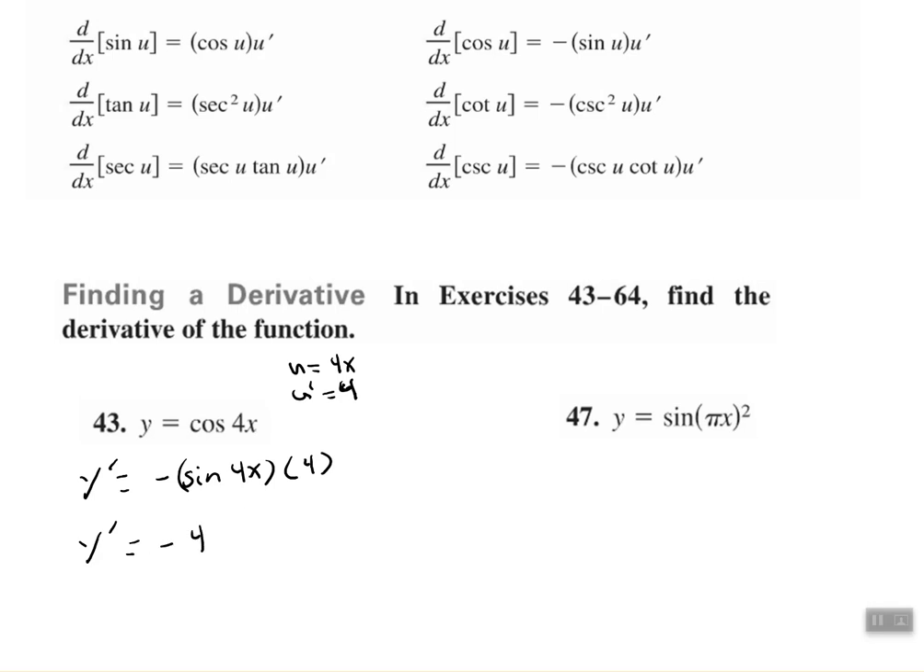So clean it up a little bit, bring that 4 out front. So negative 4 times sine of 4x.